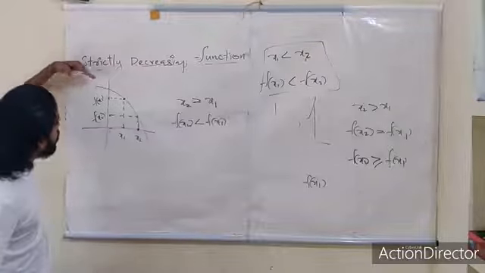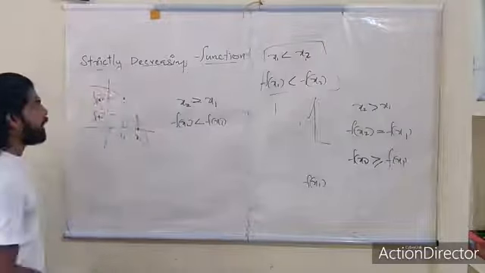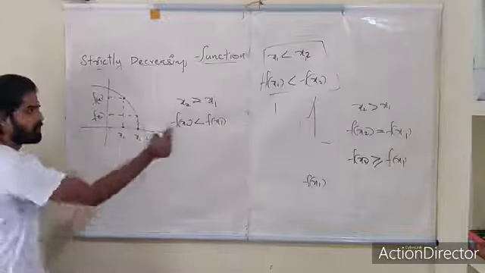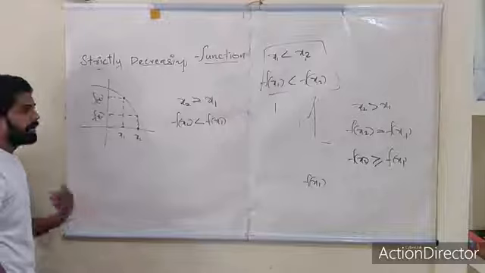Okay, so the graph is dropping down. That's why if x2 is greater than x1, then f of x2 is less than f of x1. So this is a decreasing function, a strictly decreasing function.